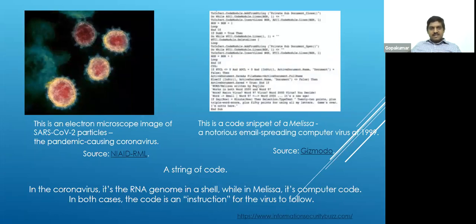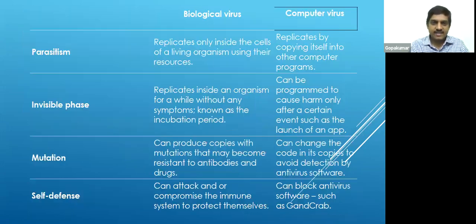On the left side, we have the coronavirus, and on the right side, a piece of program, a very famous virus called the Melissa virus. Both of them are strings of code, because an RNA molecule can be represented as a string of A, C, G, U letters in combinations in a particular way. The other is also a string, because it's a program. In the coronavirus, its RNA genome is a shell, while in Melissa, it's computer code. In both cases, the code is an instruction for the virus to follow. That is a very interesting similarity that you can find.